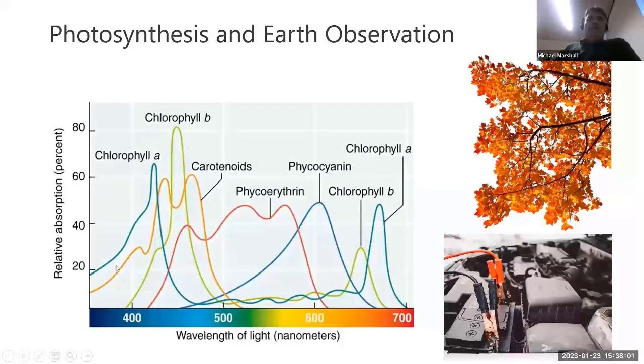And basically, this shows absorption. This is a bit misleading. This is the opposite of reflectance. So for example, chlorophyll A absorbs very strongly in the blue, around 400 nanometers, and very strongly in the red, around 650 nanometers. So this is not reflectance, this is absorption.